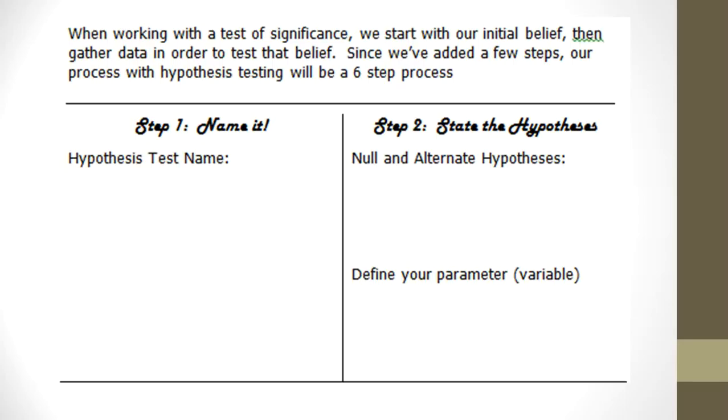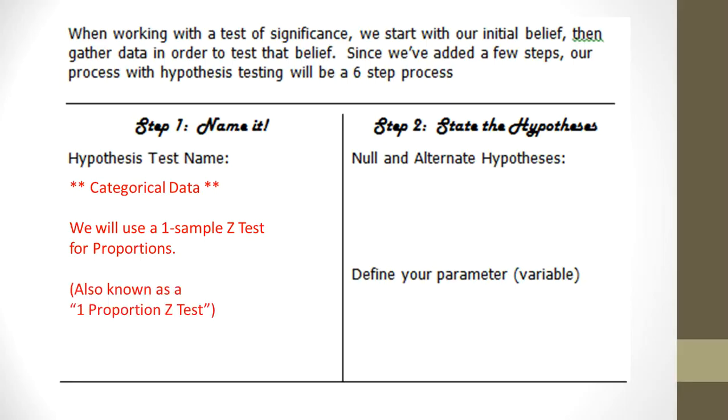When we're working with a hypothesis test, we're going to start with an initial belief, and then we're going to gather data. We've added some steps to our 4-step process, so our hypothesis test will actually take 6 steps. Some of the steps are very similar to what we've already dealt with. Step number 1 is to name our process. Again, like before, we'll have multiple processes that we'll look at, but first we're going to look at categorical data. So the name of the test that we're going to work with today is called a one-sample z-test for proportions. It is also known as a one-proportion z-test.